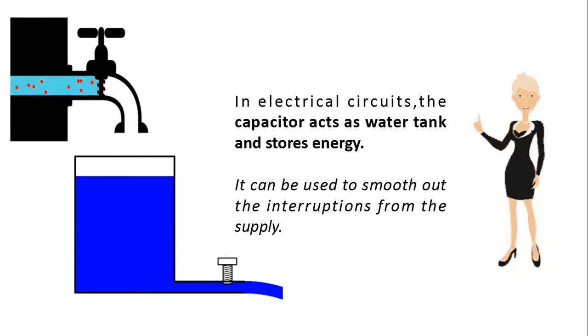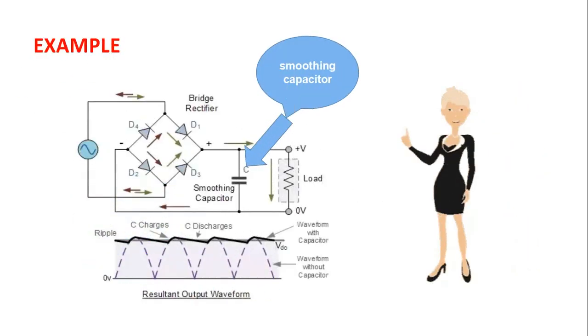So in electrical circuits, the capacitor acts as a water tank. It means that it stores energy and it smooths out the interruptions from the supply. To give an example, here we can see we have one capacitor called a smoothing capacitor.